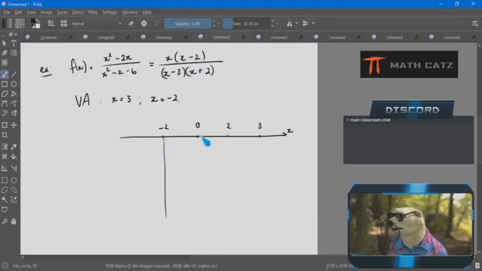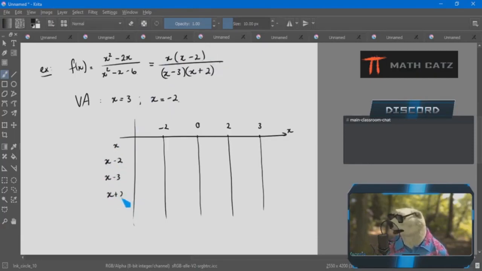And I'm going to split my x values up according to those numbers. Then I'm going to list all the factors that I see in any order. It really doesn't matter. X minus 3, as long as you have everything. Now, by way of multiplication or division, they are going to give me the function values, the y values.